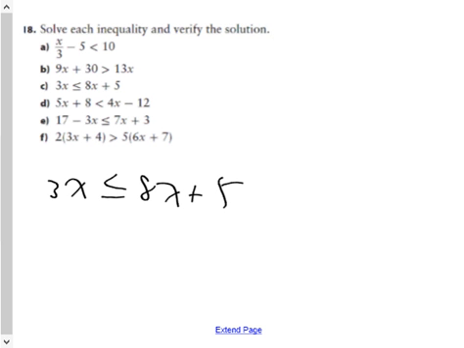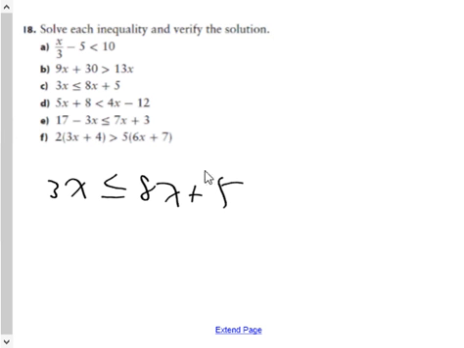Now, I'm going to make a mistake. No, I'm not. I'm going to make the right answer. Because you only have one term on this side and two terms on this side, subtracting 3x from both sides will work, but it just means you'll have a 0 term on there.